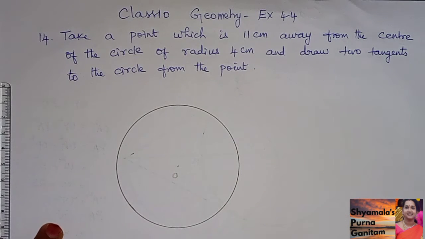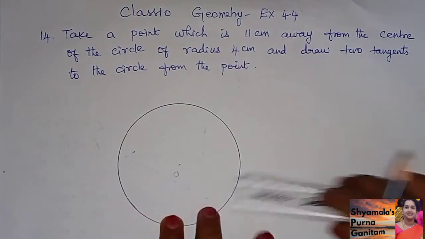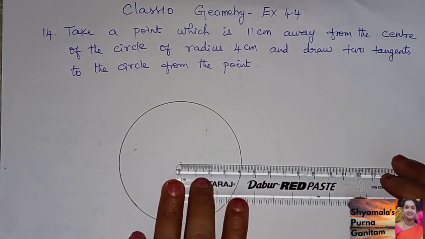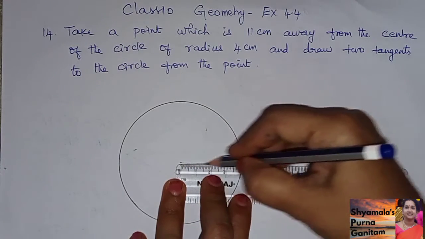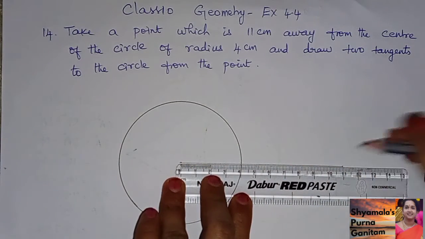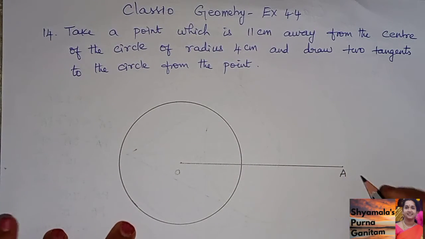For this 4 centimeter circle, I have to keep a point outside the circle, that is 11 centimeter away from the center of the circle. So this is 11 centimeter from the center of the circle. I'll take that point as A.